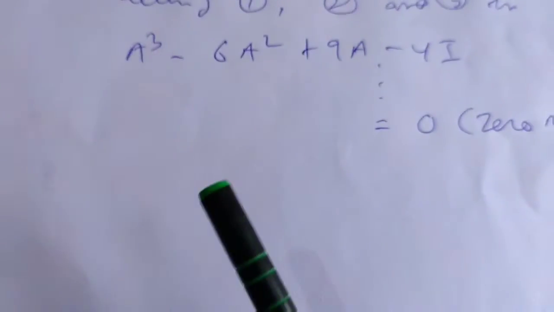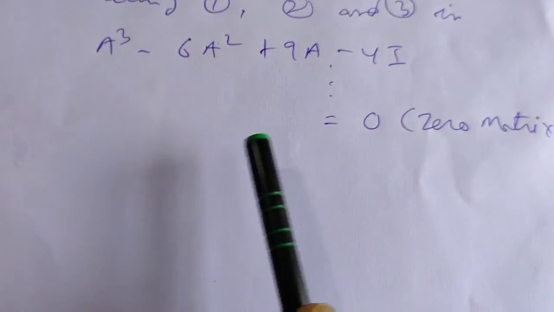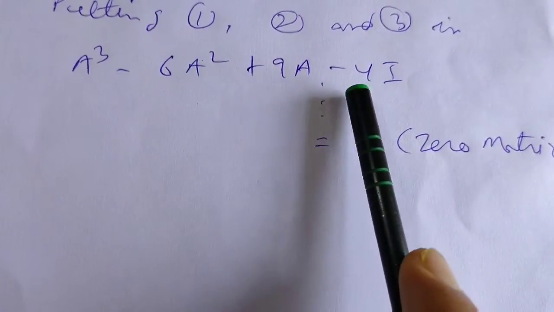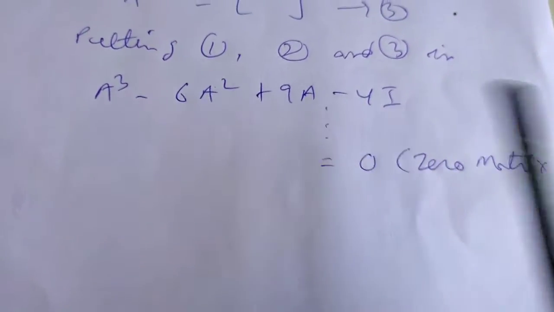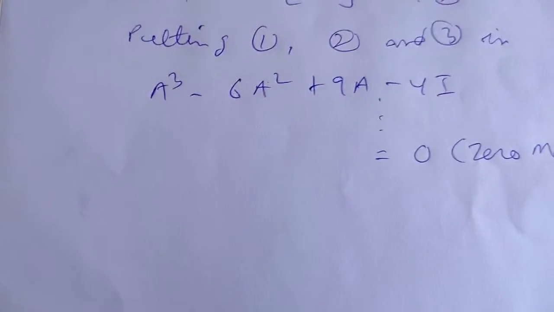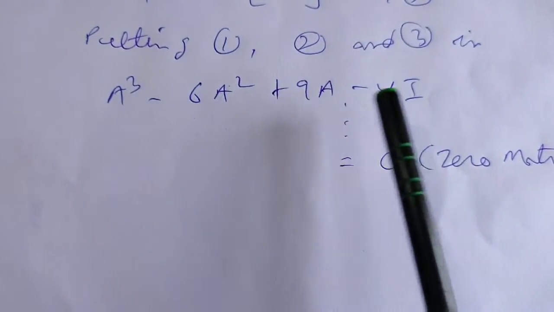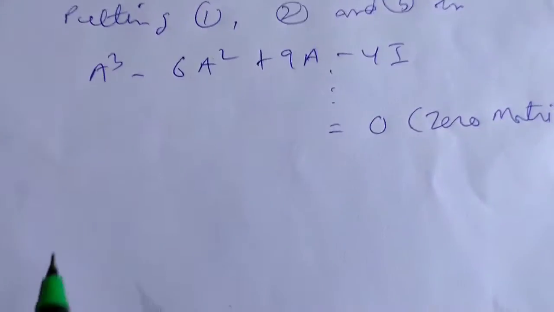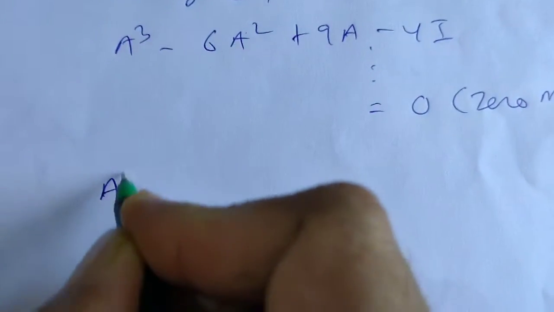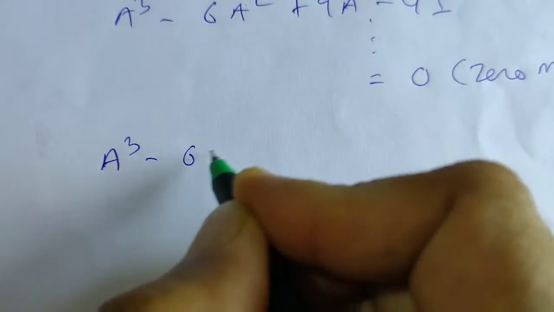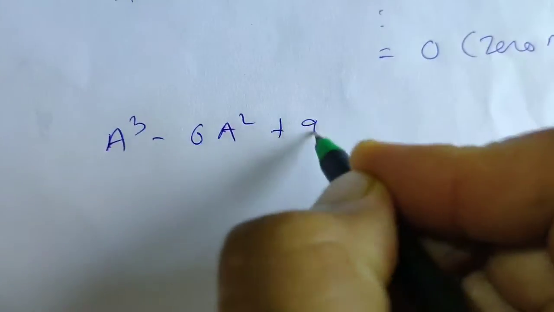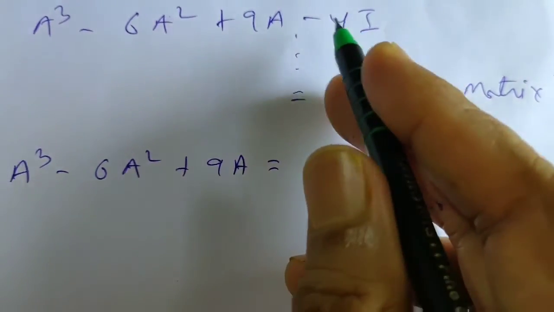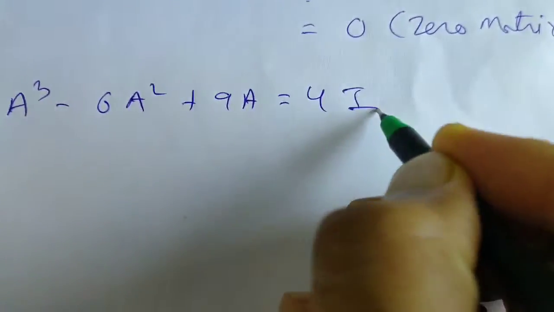First thing you have to do is transfer to the other side the term which is having I with it. Of all these terms, transfer the term which is having I with it to the other side. So the equation we will be getting here is A cube minus 6A square plus 9A equal to 0 matrix plus 4I. So we will get 4I.